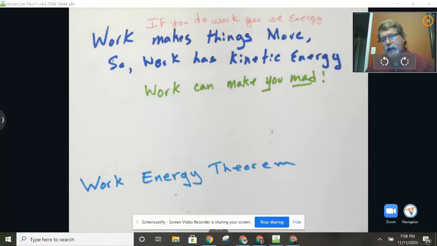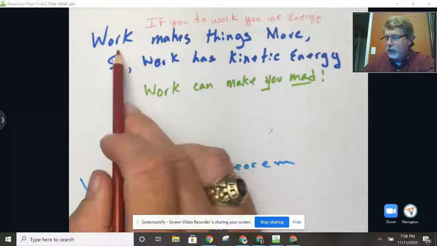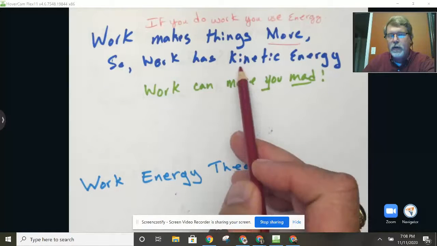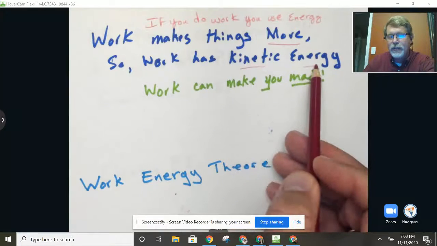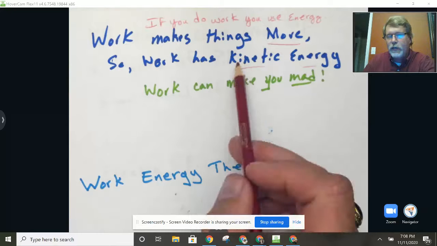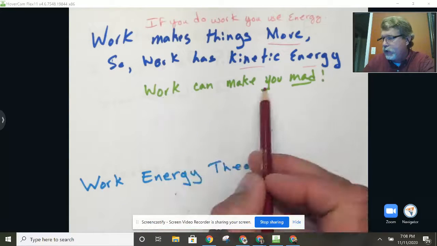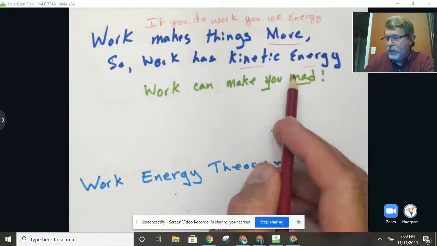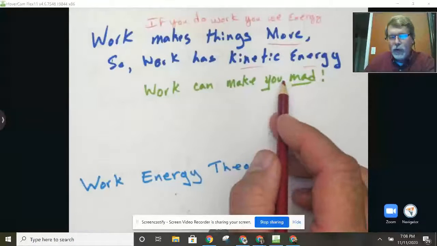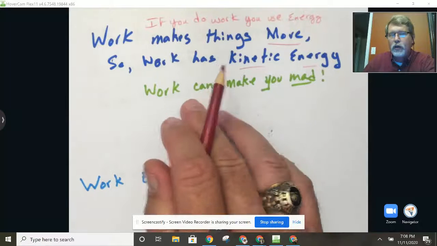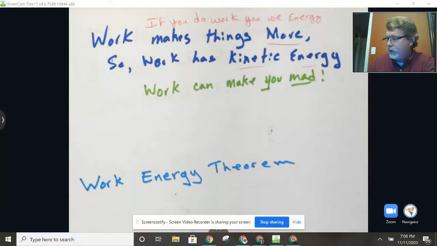All right, and so we're basically going to start now looking at energy and how it's related. The first thing we want to take into consideration is that work makes things move. So the first energy we have is kinetic energy. We're going to go through a formula derivation here to show how we can come from work to the kinetic energy formula.